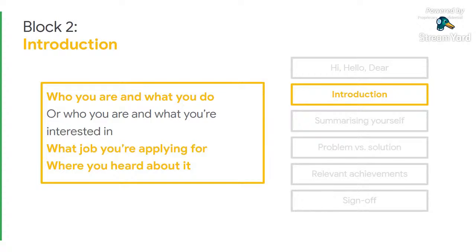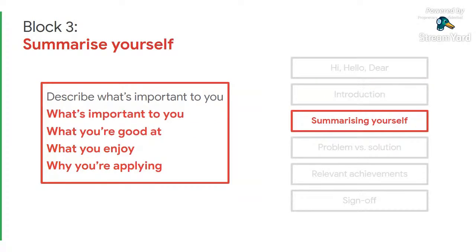What jobs are you applying for? Where have you heard about it? So these are the things that you need to include in your introduction. And then in the block of summarizing yourself, you need to describe what is important to you. What is important to you? What are you good at? What you enjoy? Why are you applying, right?